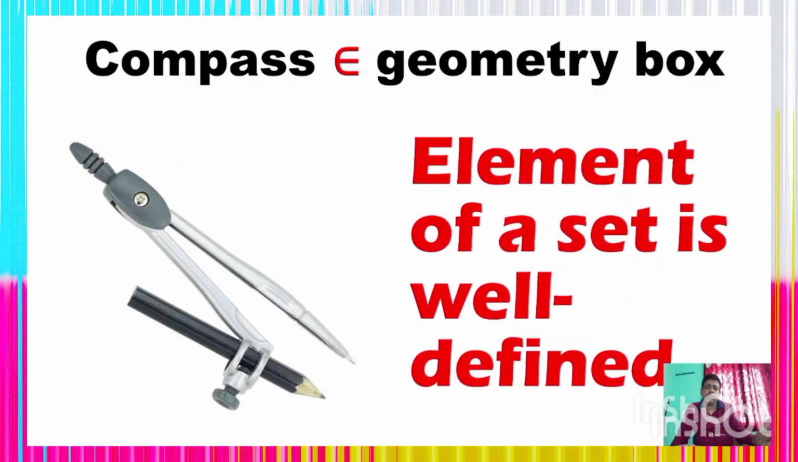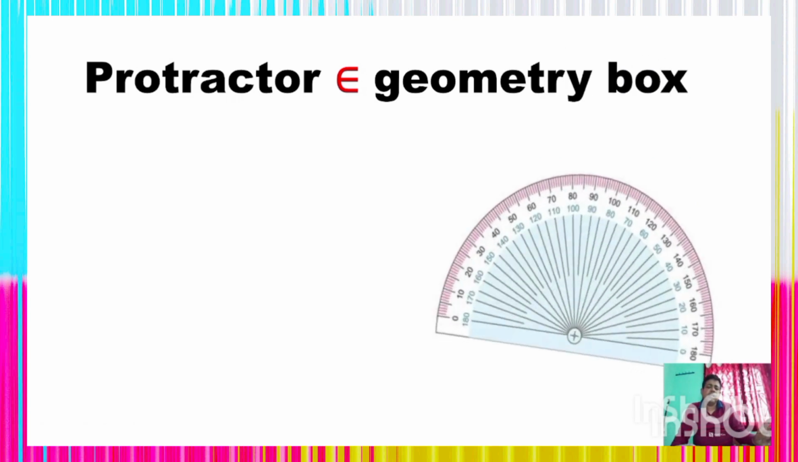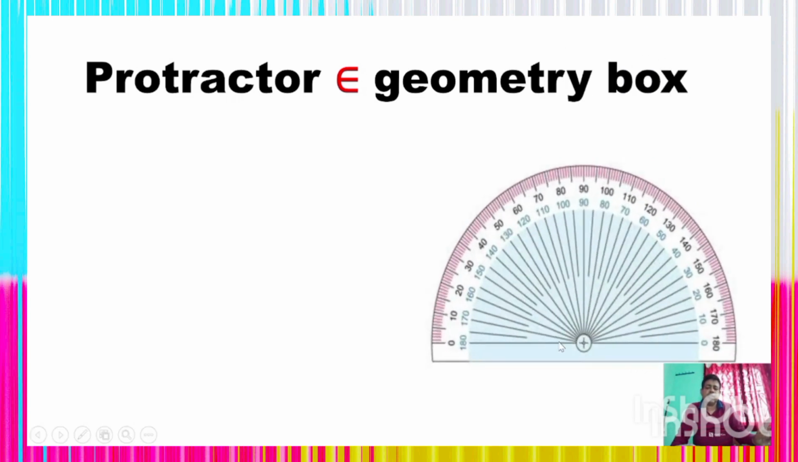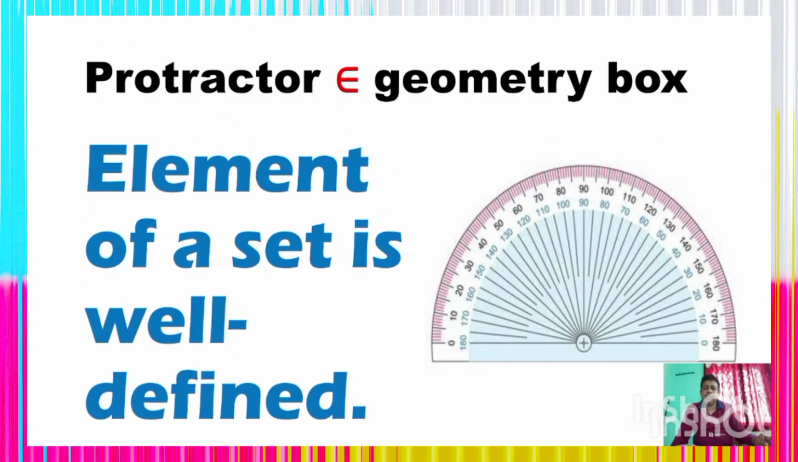Yes, so the compass is an element, and the element of a set is well defined. Similarly, the protractor belongs to geometry box, and is required for geometrical activities, for construction of angles and different kinds of geometrical processes and activities. The element of the set is well defined. The protractor is required, without which the measurement of angle is not possible.